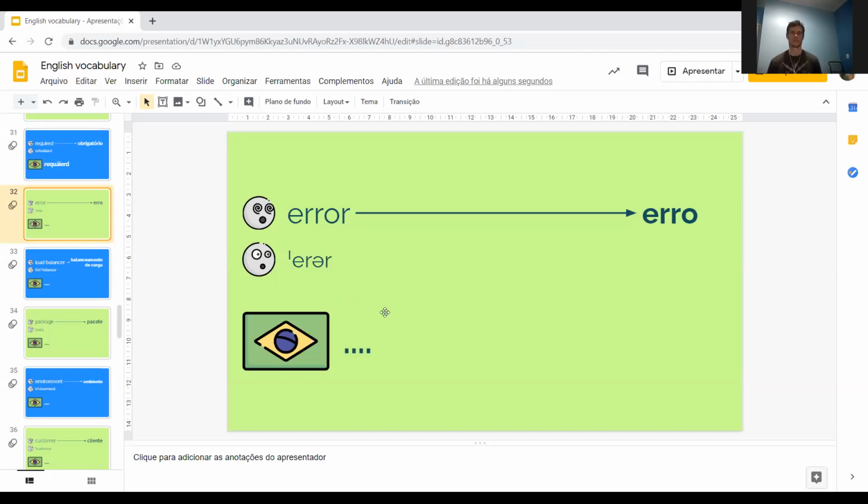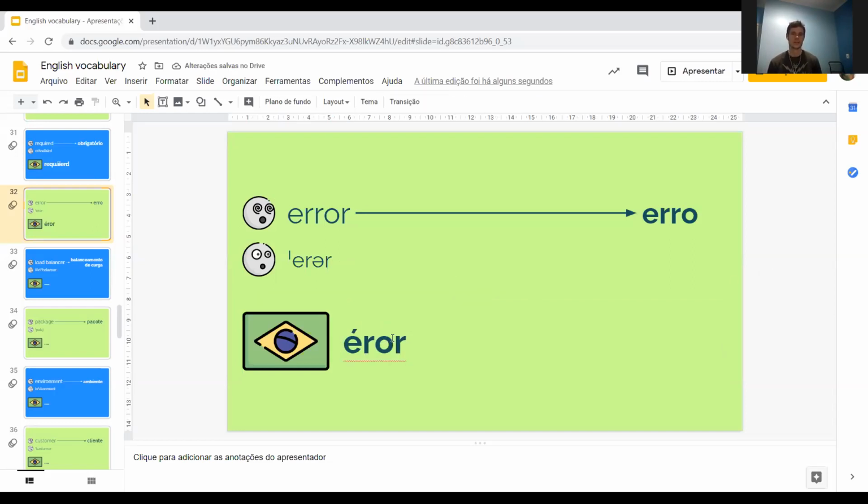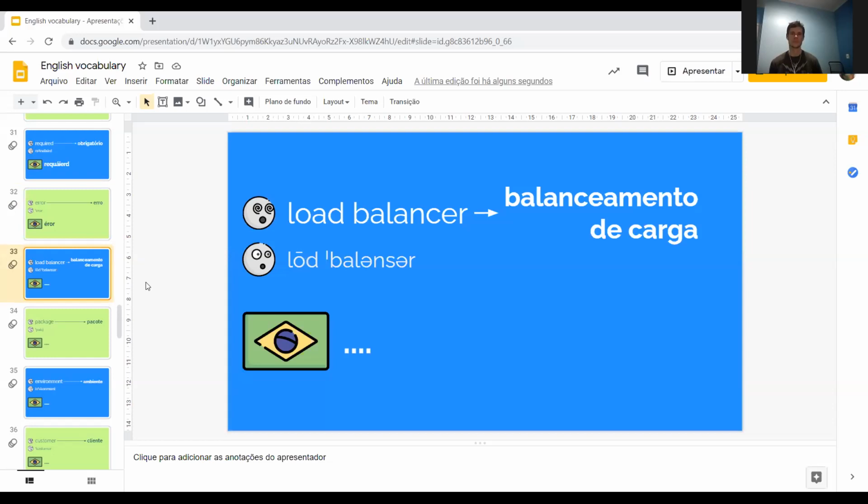So this one, I would say error. Good. Error. So I don't know how to use it. So we call an error a bug. Okay. Cool. Okay. Next one, load. I would say load balancer. Load balancer.